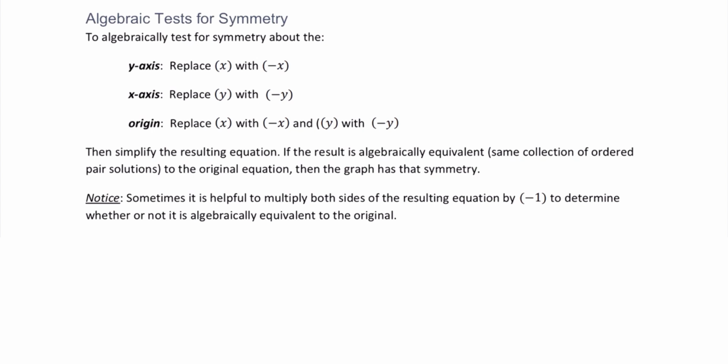To algebraically test for symmetry about the y-axis, we replace x with negative x. If we're testing for the x-axis, we replace y with negative y. And if we're testing for symmetry about the origin, we replace x with negative x and y with negative y. We then simplify the resulting equation. If the result is algebraically equivalent, the same collection of ordered pair solutions, to the original equation, then the graph has that kind of symmetry.